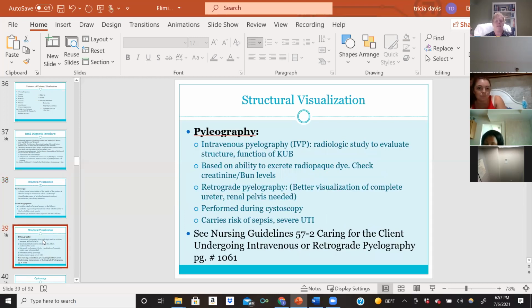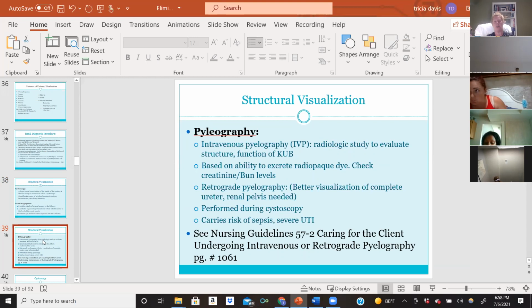We can do a pyelography, which is an intravenous pyelography, which is a study to evaluate the structures and the functions of our kidneys, our ureters, and our bladder. Looks at everything. We would give this to a patient only if they were able to excrete this dye. Like again, if they had elevated creatinine and BUN levels, depending on what their history is, we might be able to give them fluids before and after, or we might have to wait for the creatinine to come down in order for us to be able to do this.